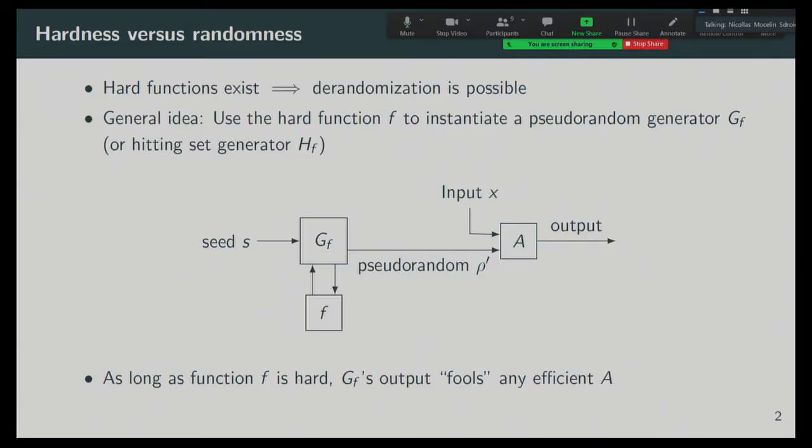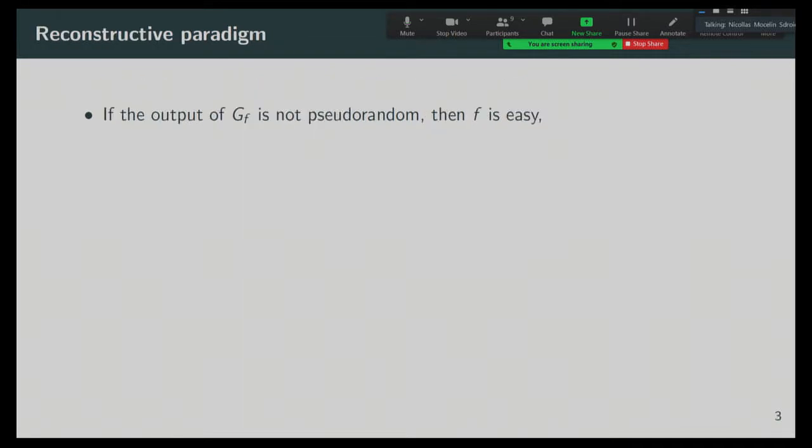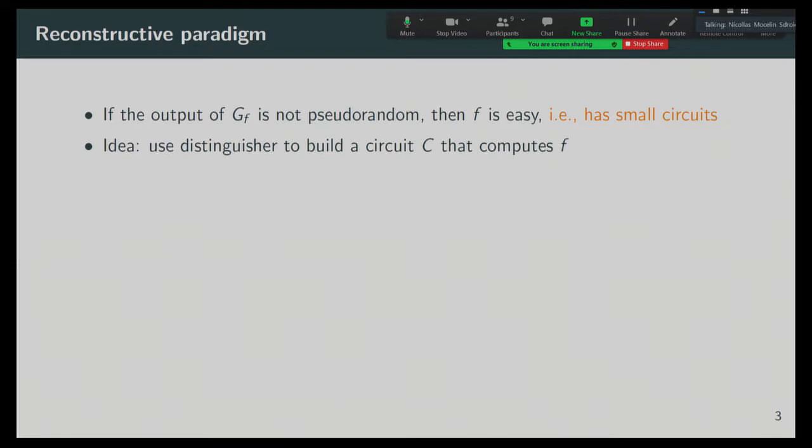And the way we prove that these are correct is usually through this reconstructive paradigm, where we have, in the contrapositive, if the output of my generator is not pseudo-random, then the function is easy. Usually this means it's computable by small circuits, right? And the idea here is to take this distinguisher that is not fooled by the algorithm and use it to build a circuit that computes the hard function f, right?